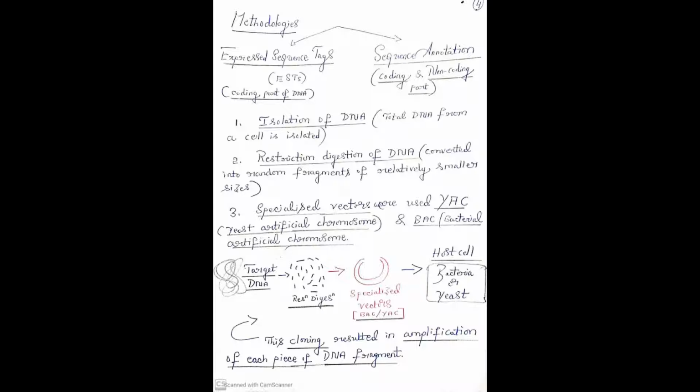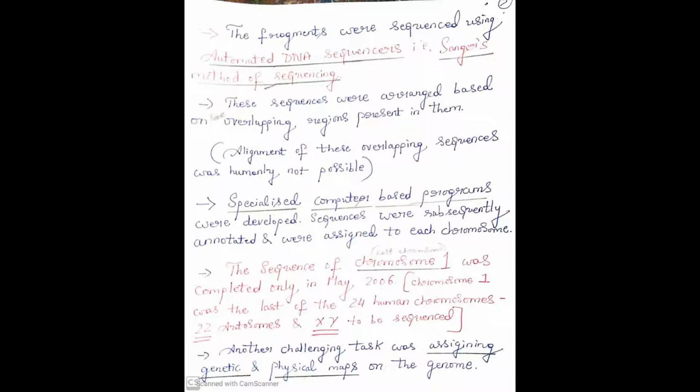Once the cloning process is over, the process results in amplification of each piece of DNA fragment. The next step is sequencing. Fragments were sequenced using Sanger's method of DNA sequencing, that is, automated DNA sequencers.